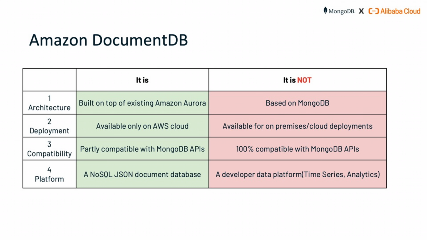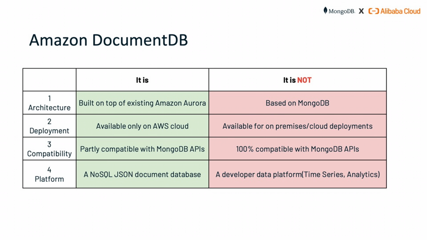Second, deployment. Amazon DocumentDB is only available on AWS Cloud, so not available on premises or other cloud deployments, which means that if you are going to deploy your database or application on premises, your own physical server, or you want to deploy your database or server in multiple clouds, DocumentDB will not be able to meet your requirements.